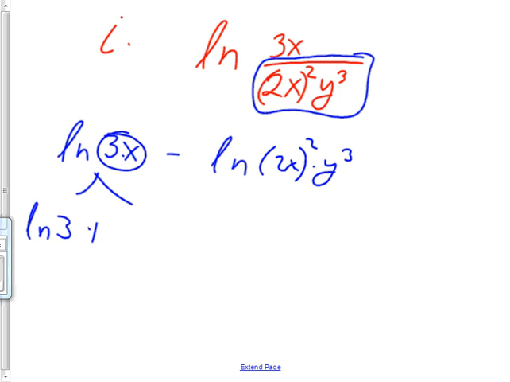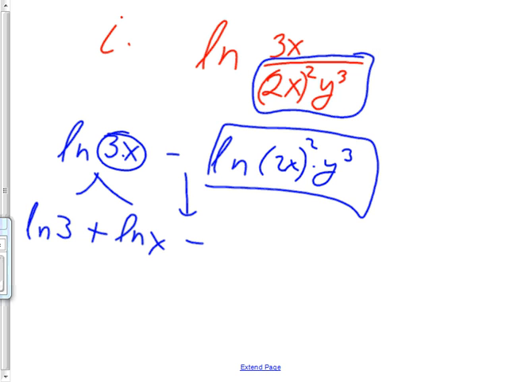ln of 3 plus ln of x, minus still comes down here. And then this can be split up into a whole bunch of things. And the key there is that the powers, you remember how they come down in front? So that 2 can come down in front and say 2 ln of 2x. And then plus, because we have a multiply there, this 3 will come down in front of its log and be 3 log of y.